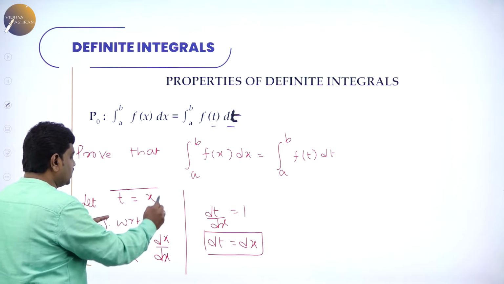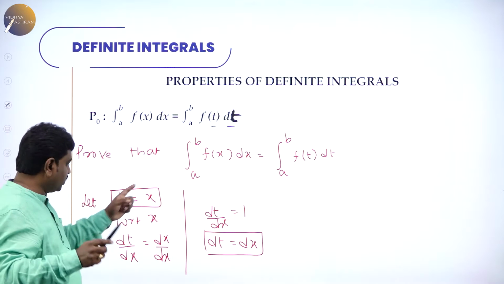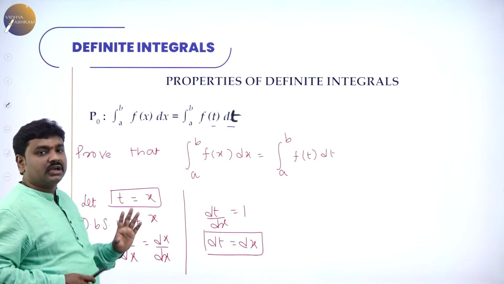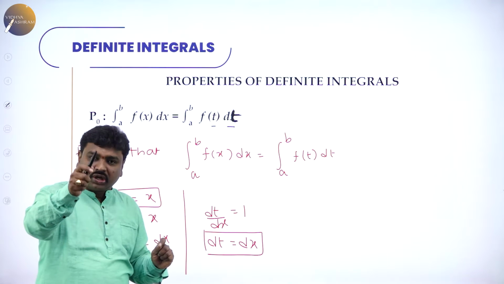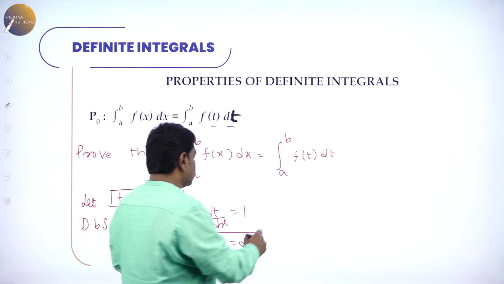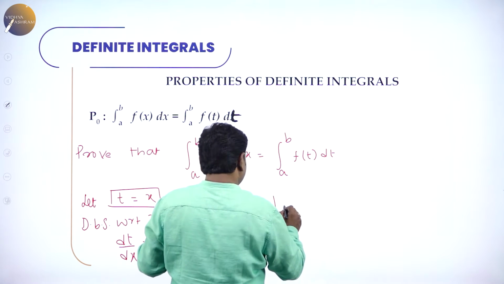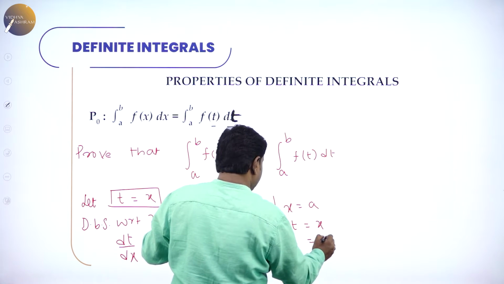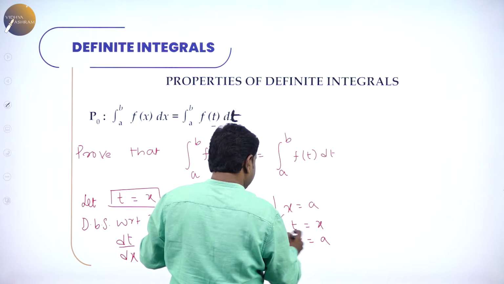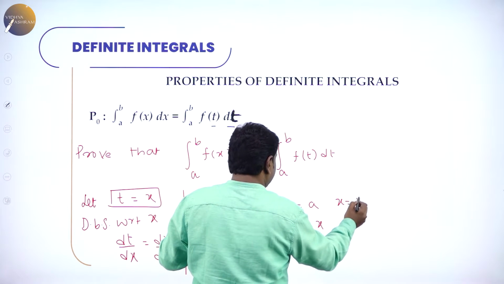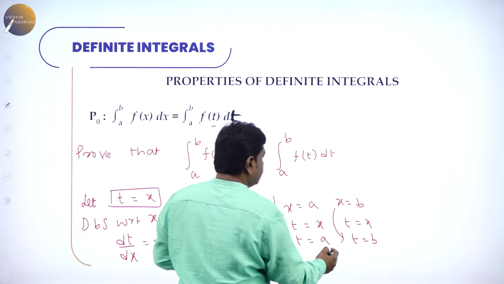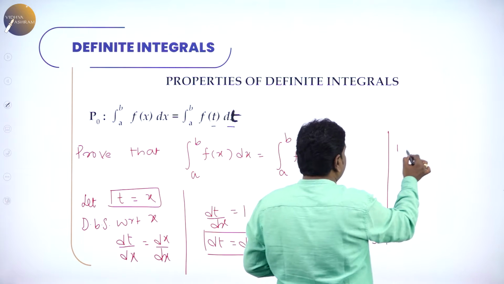Now you can do the replacement. I'm assuming t is equal to x. In the place of x, put t. So dx becomes dt. Whenever you do substitution, you should also change the limits. So what are the limits? When x is equal to the lower limit a, t is x, so t is also a. When x is equal to the upper limit b, t is x, so t is also b. Now take the LHS. What is the LHS?